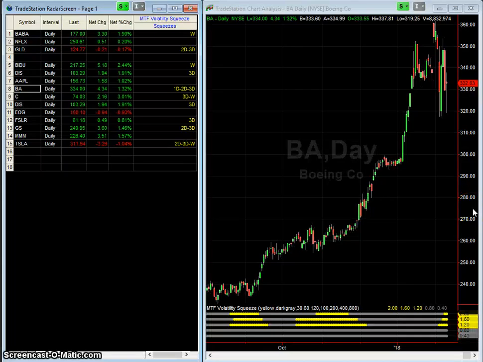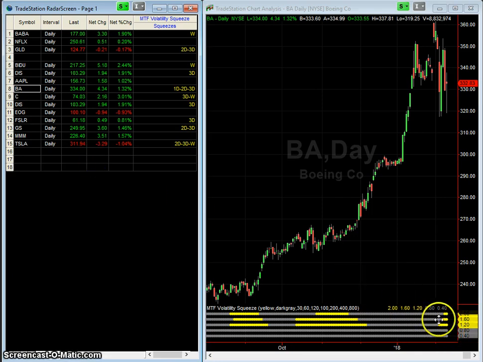Okay, I've got a RadarScreen and a chart pulled up, both with the daily time frame. The indicator works in the daily. There's basically nothing to configure. By default, you get the 1 day, 2 day, 3 day, weekly, and the monthly time frame, and they're in order from smallest to largest, top down. So this would be the 1 day, 2 day, 3 day, weekly, and monthly volatility squeeze indication.